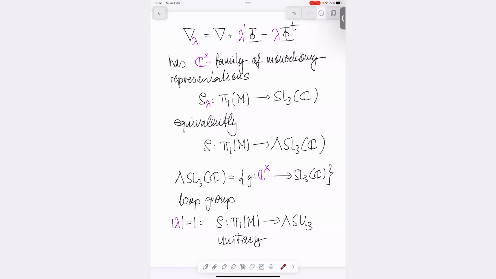Okay, so maybe the gist here is the following. The important thing is to make these families. A flat connection has a monodromy representation. So you get a loop of representations, the loop group. And the important thing is this representation needs to be unitary along the unit circle in lambda. And that's a difficult problem.